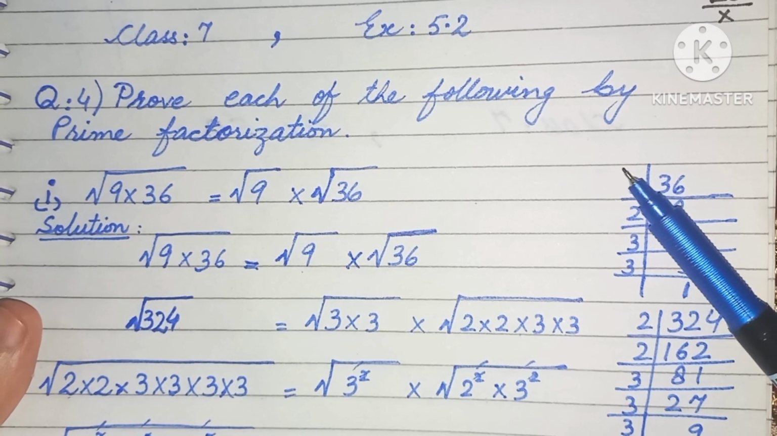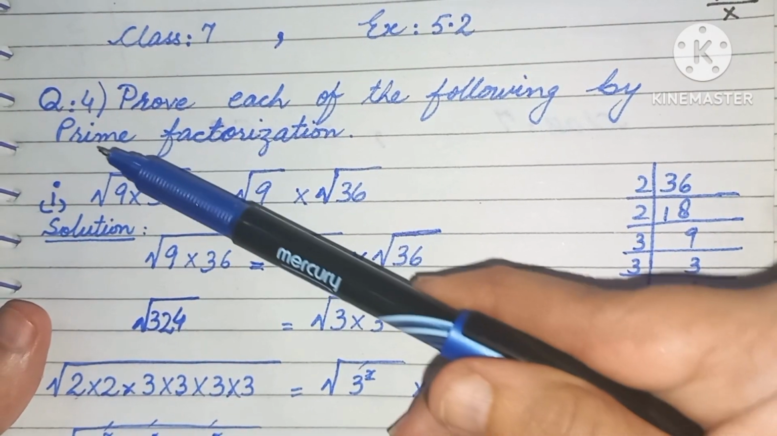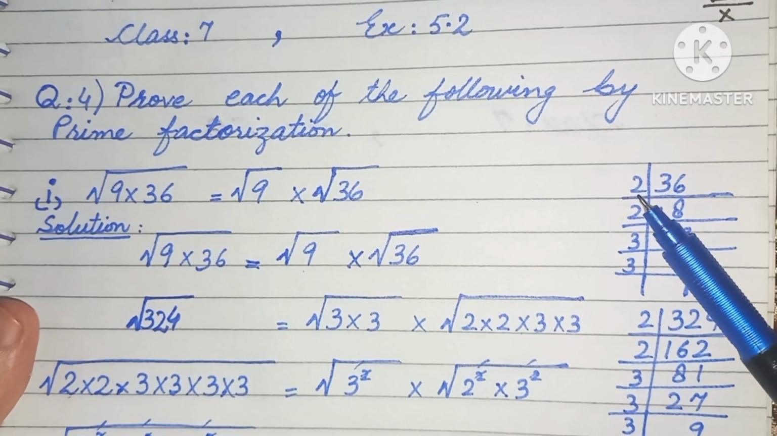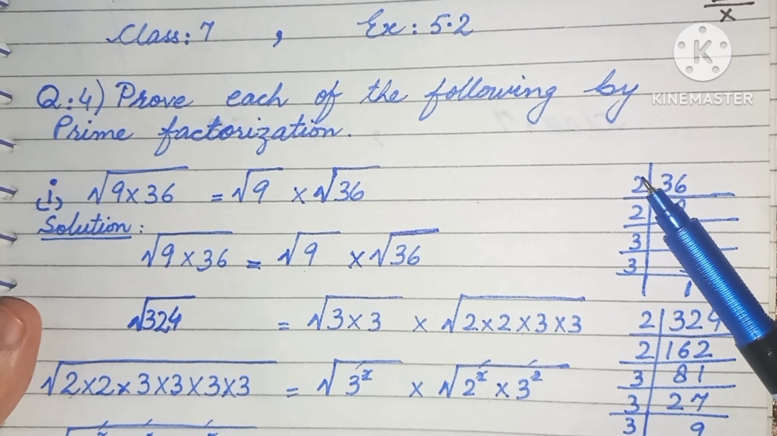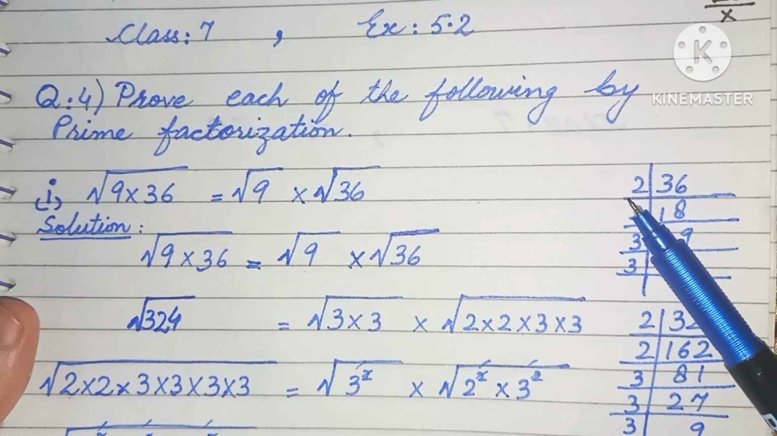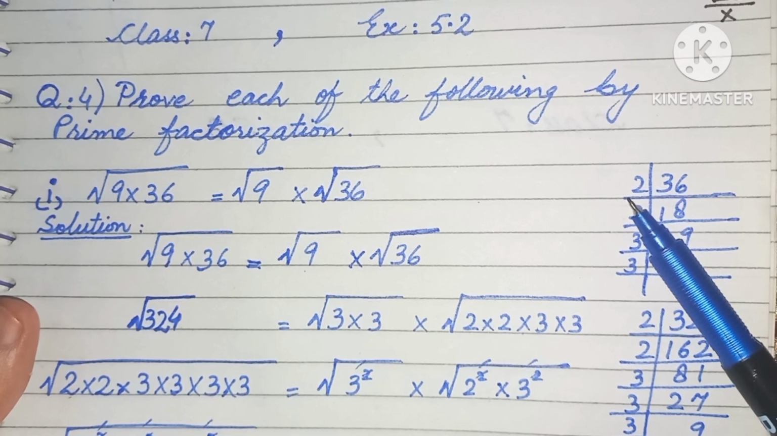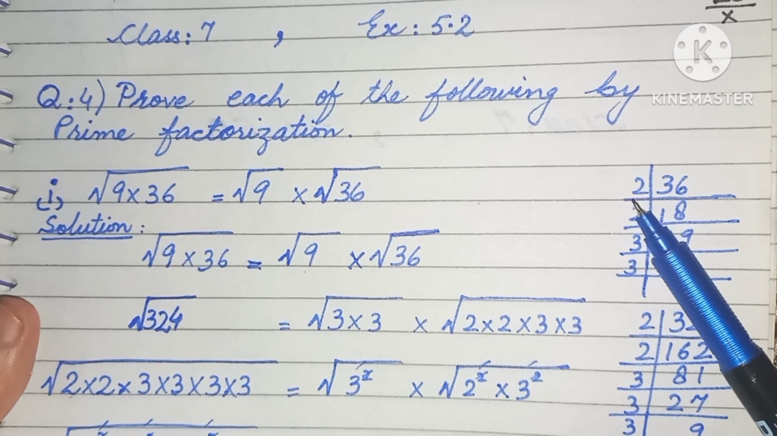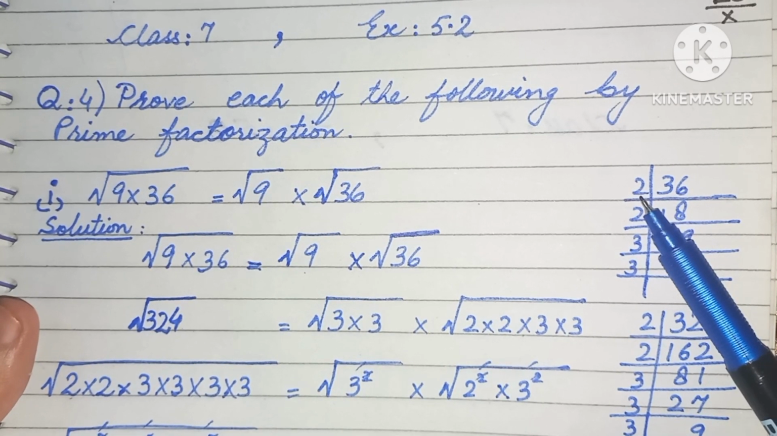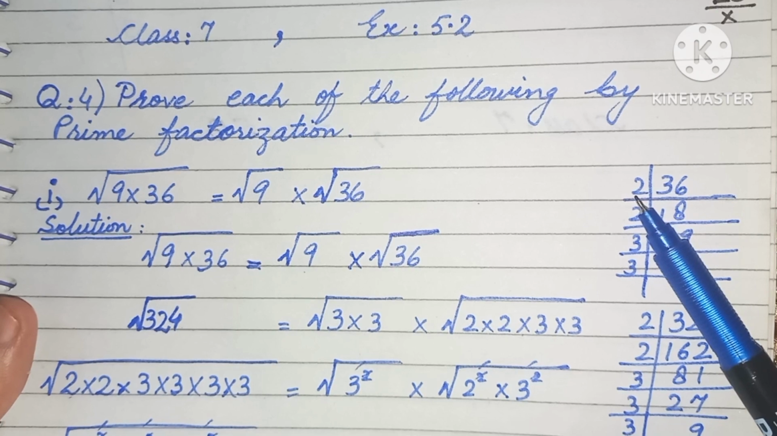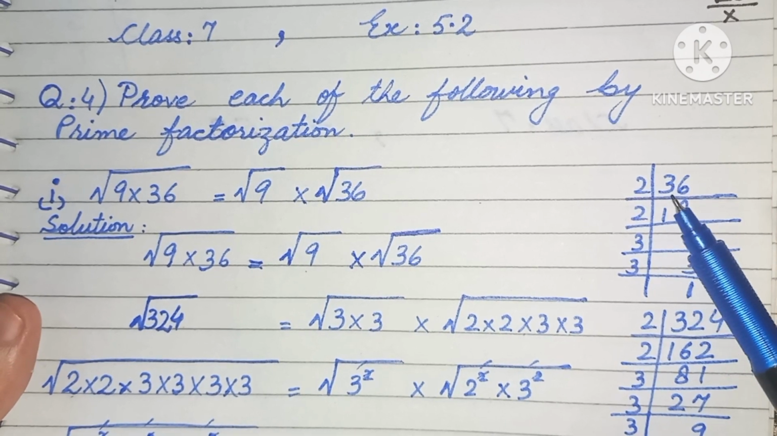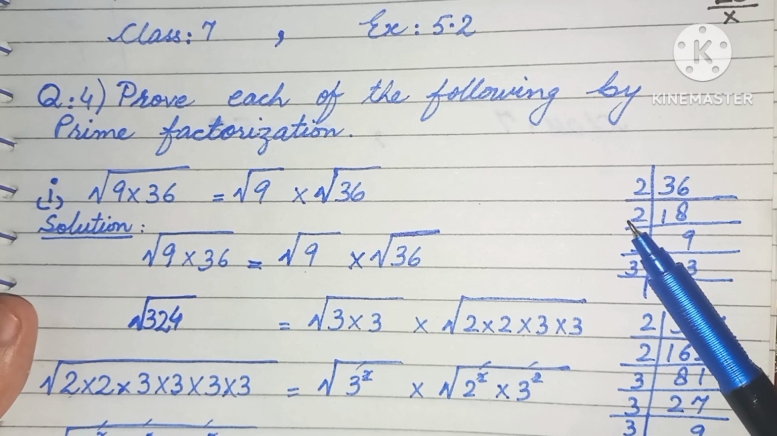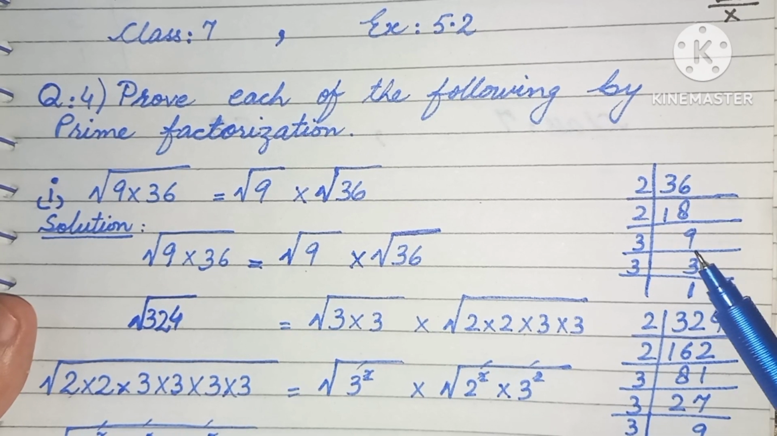Start from 2, the first prime number, because this method is prime factorization method, so we will choose prime numbers to solve this. As you know, prime numbers are those numbers which are divisible only by themselves and 1, which means prime numbers have only two factors, 1 and the number itself. So we will start from the smallest prime number, which is 2. Divide 36 by 2, we have answer 18. Divide 18 by 2, it becomes 9.